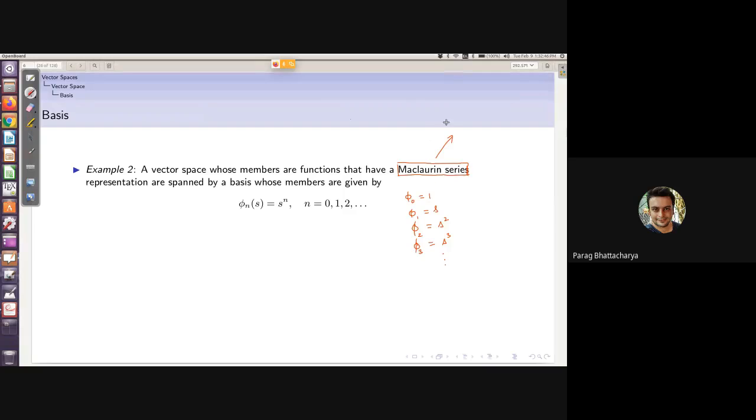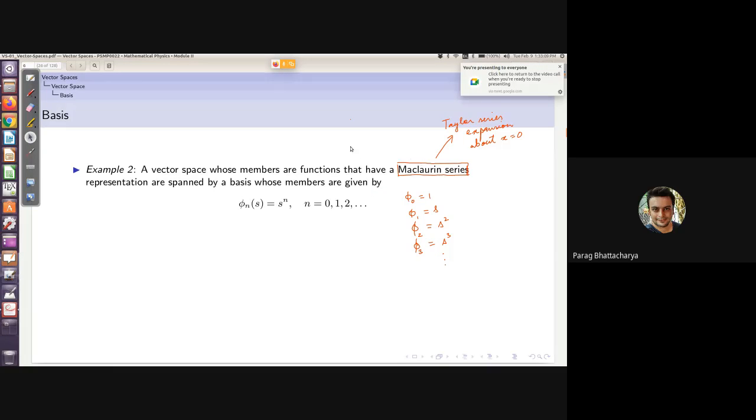Series expansion. Okay, it's a Taylor series expansion. Maclaurin series is a special case of the Taylor series expansion. About 0, sir. Yes, it's a Taylor series expansion about x equals 0. So that's your Maclaurin series.